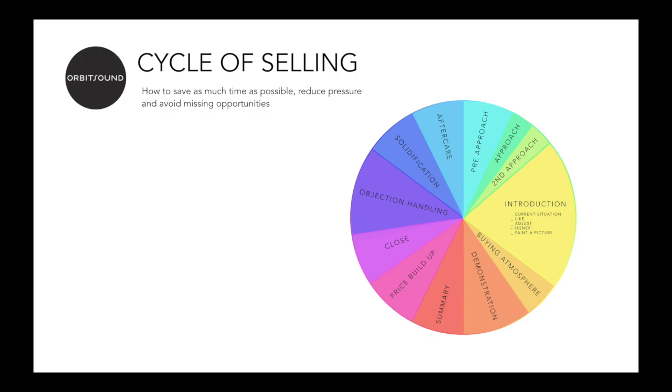But by following a strategy, a structure, we can be the best of ourselves as quickly as possible and do everything that we're supposed to so that we don't lose any opportunities. So we're going to cover the cycle of selling, the steps you can take, and you'll learn quickly that this is the fastest way to gain a sale.